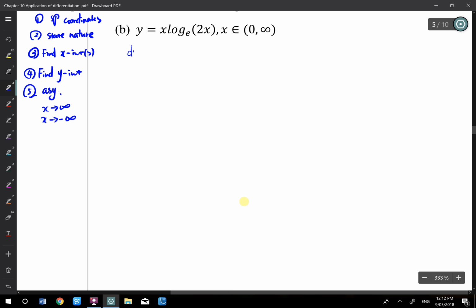So the dy/dx equals log e to x plus, well, that's the derivative for this. And now we keep x and we differentiate log e to x. That's 2 over 2x. Okay, that's 2 over 2x.